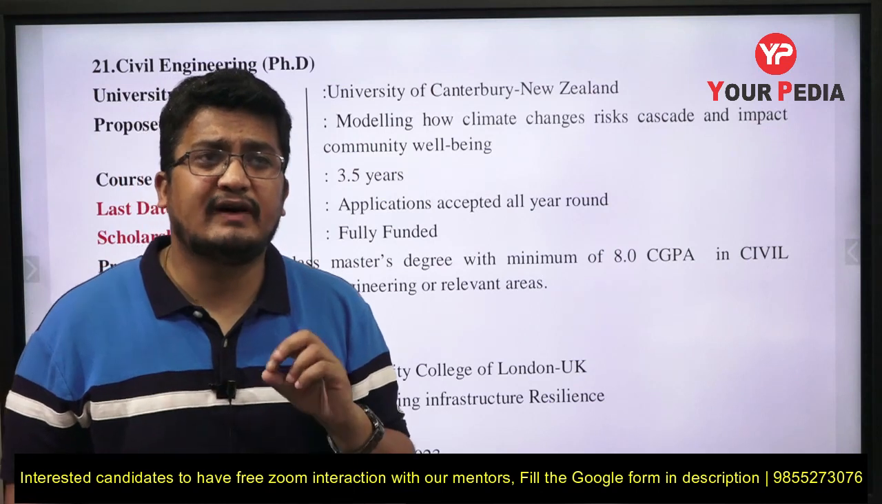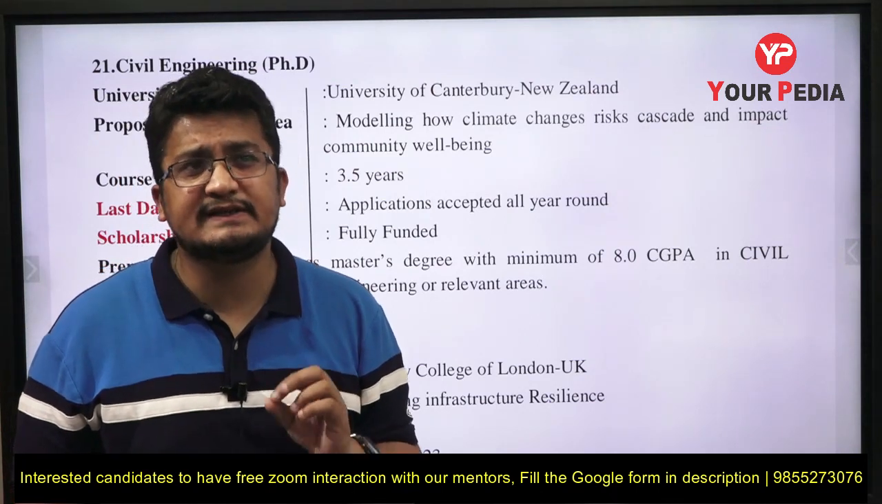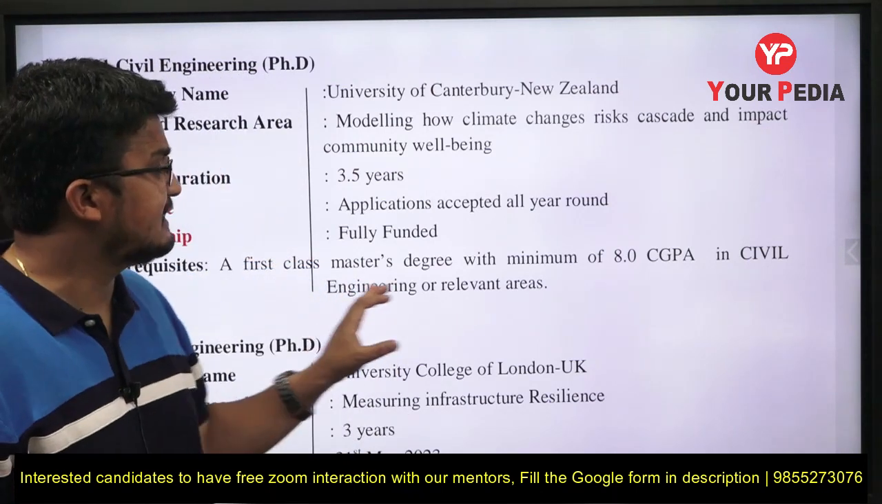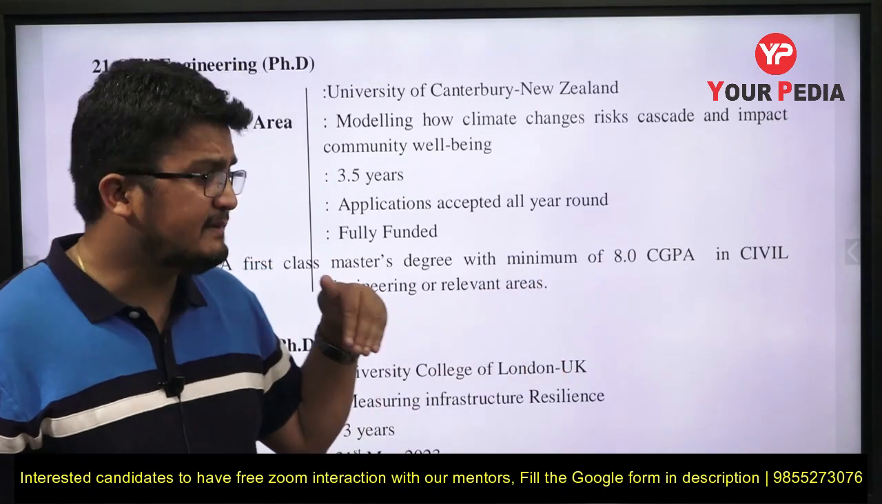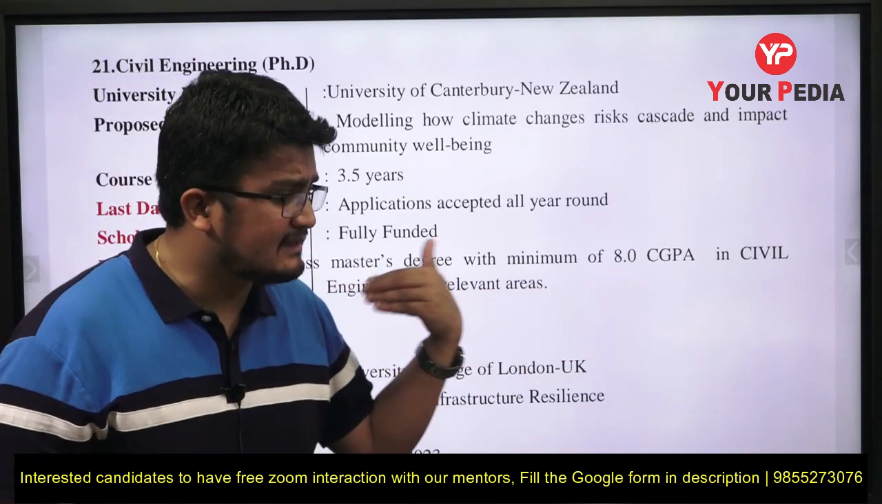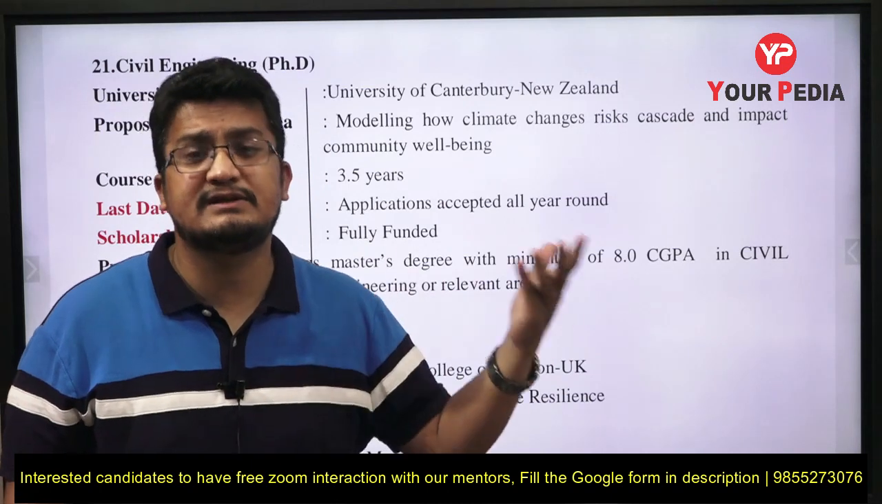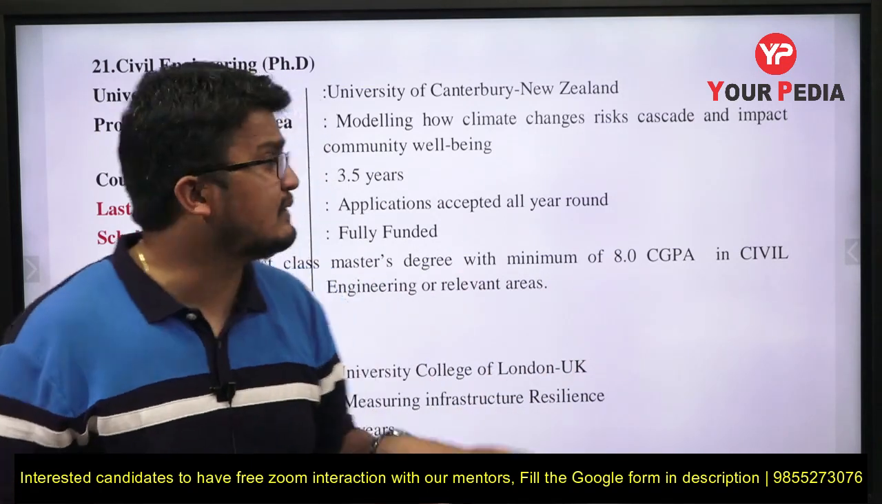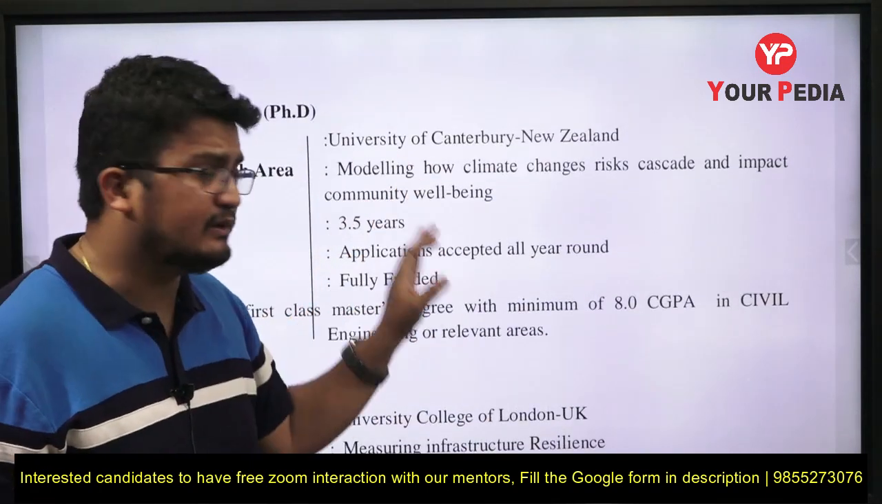What are the requirements? A first class master degree with a minimum of 8 CGPA in civil engineering and all its relevant areas. Relevant area means if you have a master's in structural engineering or some other subsidiary branch of civil, but you have the relevant coursework as per the requirement of this area, then you can also apply for this, right?